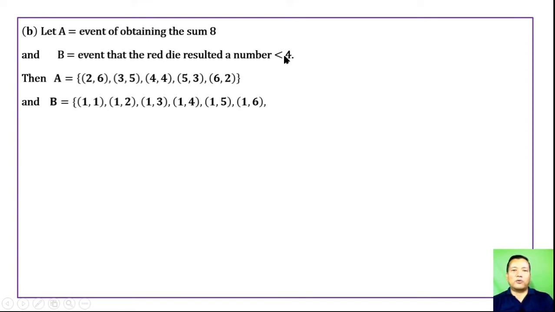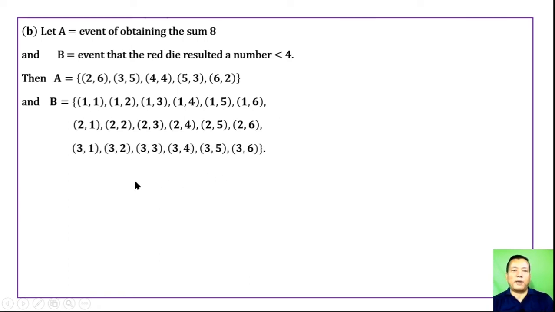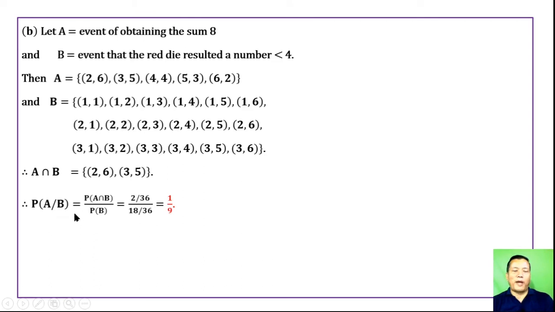For the red die showing a number less than 4: 1 1, 1 2, 1 3, 1 4, 1 5, 1 6, and likewise the 2 series and the 3 series. In the intersection A intersection B, 2 6 is common and 3 5 is common. Therefore P of A given B is P of A intersection B by P of B, which is 2 by 36 over 18 by 36. Cancelling, we get 1 by 9.